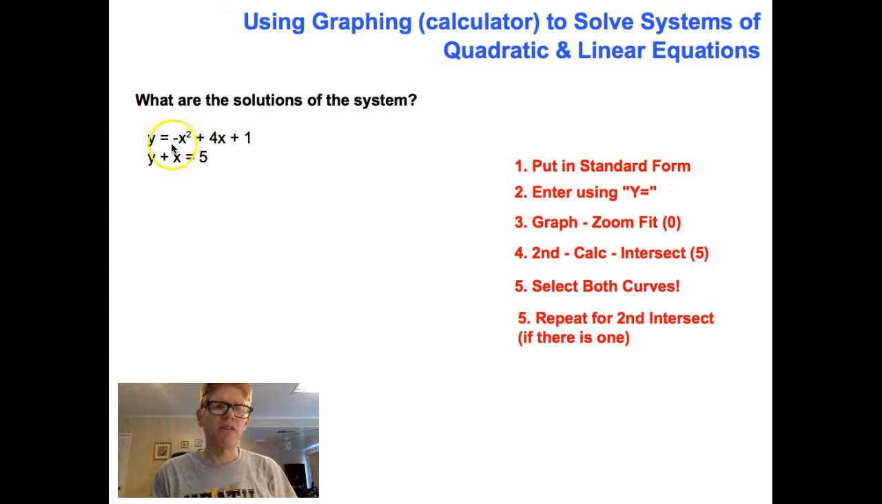Well, the first one, our quadratic, is in standard form. We need to put our linear equation in standard form. So we're going to simply subtract x from both sides so that we can get the y all by itself, and that will leave us with y equals, those x's cancel out, negative x plus 5, or 5 minus x if you prefer. Now both of these are in standard form, and we can punch them into our calculator using y equals.